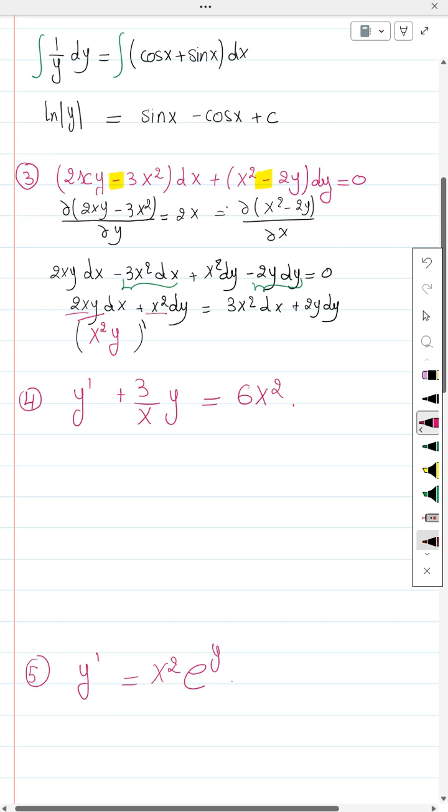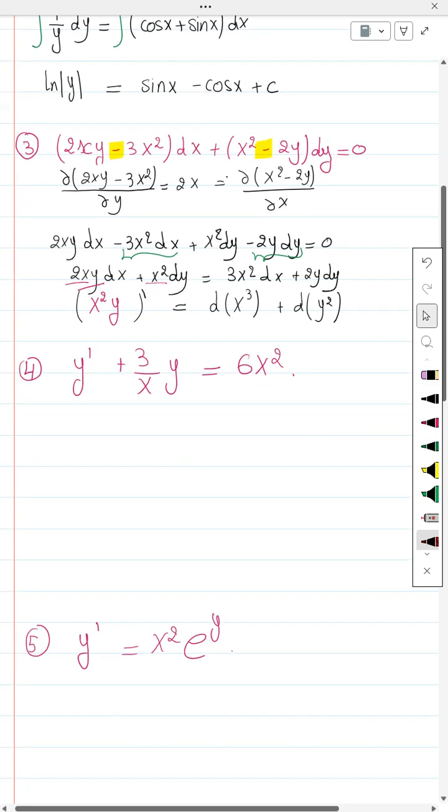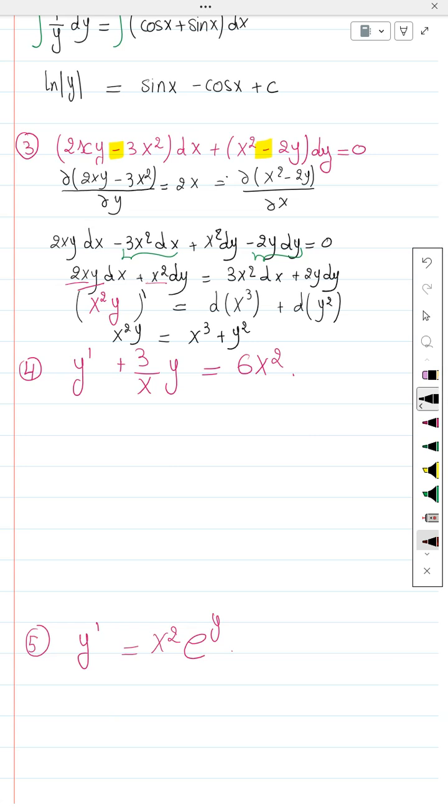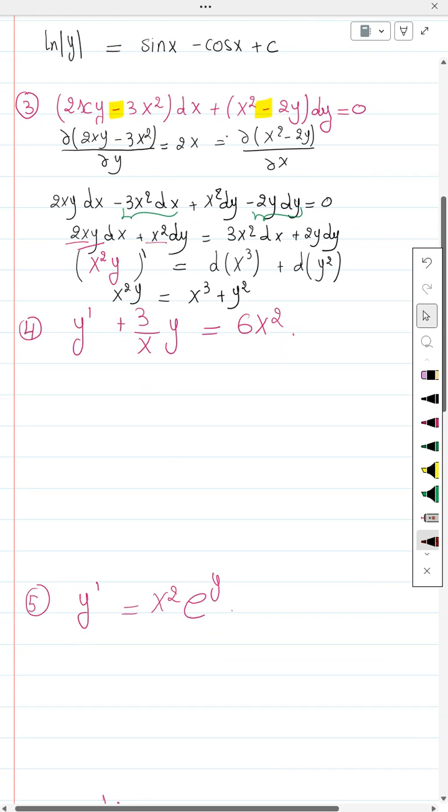And on this side, we obtain the derivative of x cubed plus the derivative of y squared. By integrating both sides, we obtain x squared y equals x to the power of 3 plus y to the power of 2. We can keep it as it is, and yes, we should keep it as it is, since we cannot have y by itself, because we have y and y squared.